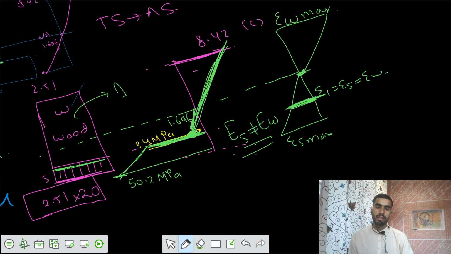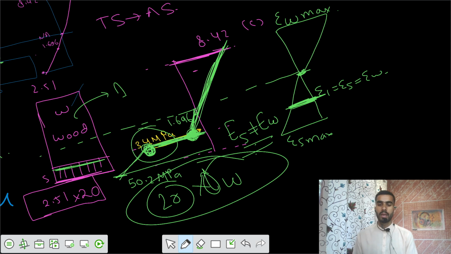So we got the stresses in wood here 1.696, and the stresses in the steel equals 34 megapascal. So a difference of 20 times that, 20 times the stress in wood. So this was a very beautiful problem. Let's take one more problem.